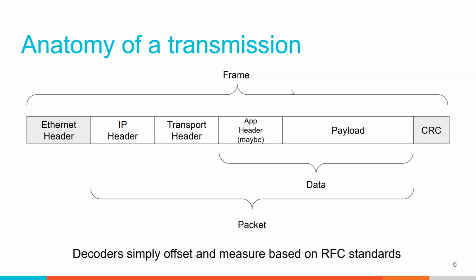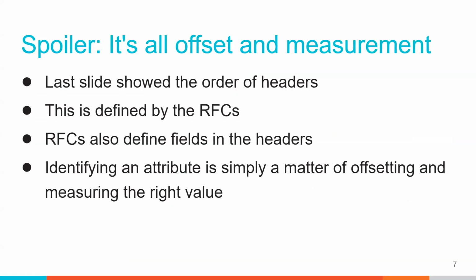I've talked in previous classes about this: it's a frame when we include all the layer 2 and up information. It's a packet when we talk about layer 3 and up. We tend to ignore layer 2 a lot just because it's getting stripped off and replaced every time we leave a network. So we tend to refer to packet decoding and packet this and packet that. And it's all offset measurement. Anytime we're talking about how a receiving system knows how to interpret certain data, it's all specified in the RFCs, and it's all a matter of offset measurement.